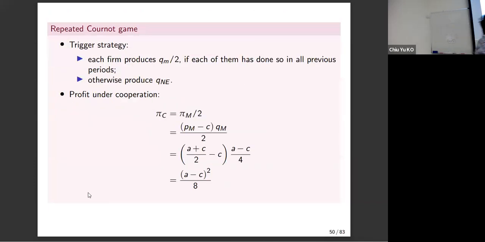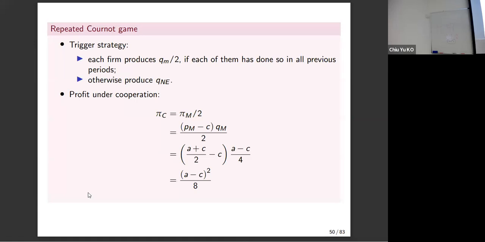Okay. So what is the trigger strategy? The simple one is the Nash reversion. We support the monopoly outcome. Of course this is not an equilibrium in the stage game. But we say that if we have been producing half of the monopoly quantity in the previous round, we continue to do that. Otherwise, go back to the Nash. So we will produce a quarter for each one. If you are naughty, then we produce 1/3.